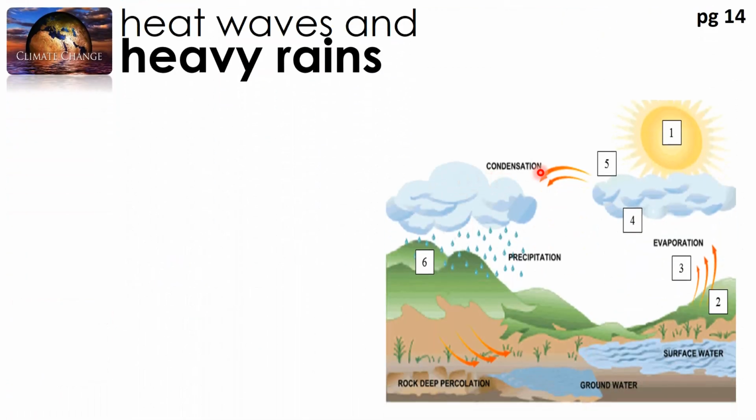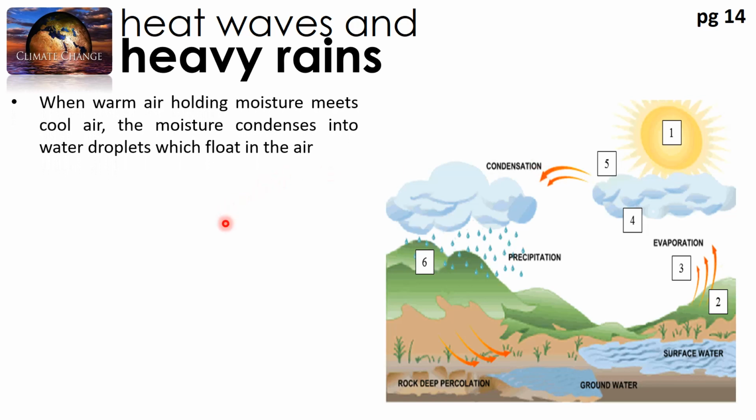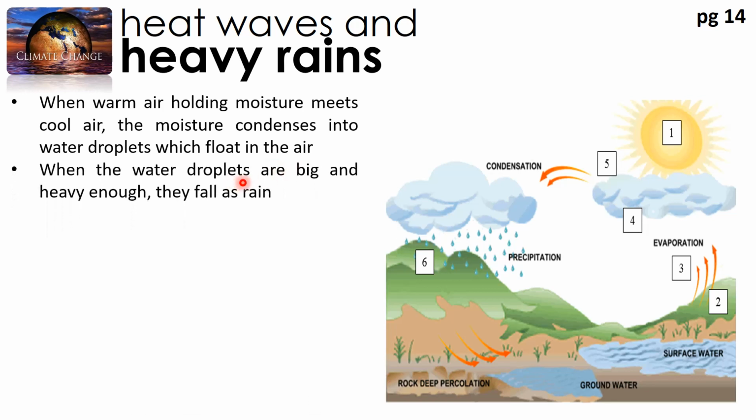Now, how exactly do increased greenhouse gas emissions and global warming create more heat waves and heavier rains? Now, when warm air floats up, they will hold a lot of moisture. And when this warm air that holds moisture meets cool air, the moisture will condense into water droplets. And when the water droplets are big enough, they fall down as rain. I believe all of you are familiar with how rain is formed.